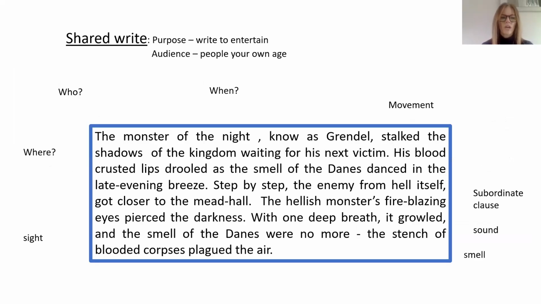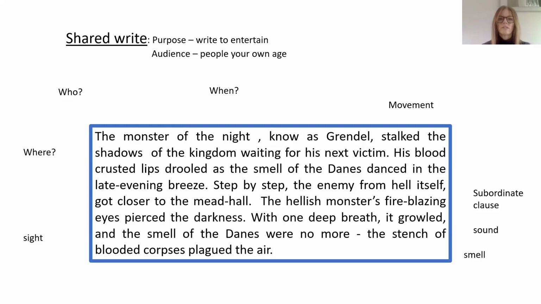Let's have a look. So this is a shared write. Now, I've said to you before, unfortunately, I haven't got Active Inspire on my laptop at home. So everything I'm doing, I'm having to do from PowerPoint, which is making it a little bit more tricky for me to be interactive with you. So the shared write, which we would normally do together, I've put an example on which I have done previously for you to see, so that you've got something you can hook your writing on. You can magpie some of these examples if you want to. So I'm just going to read it to you.